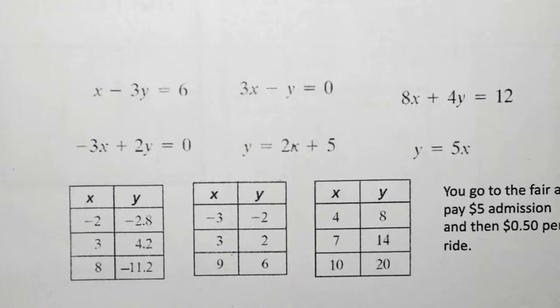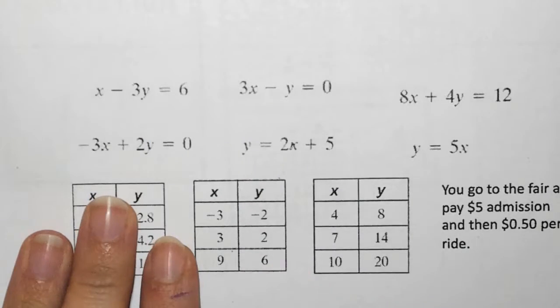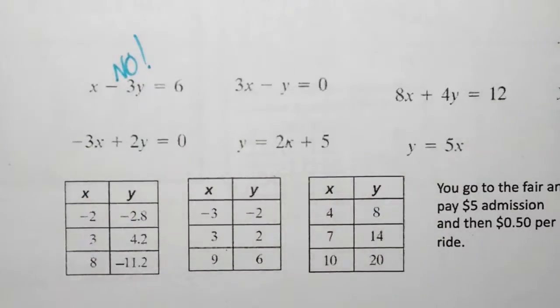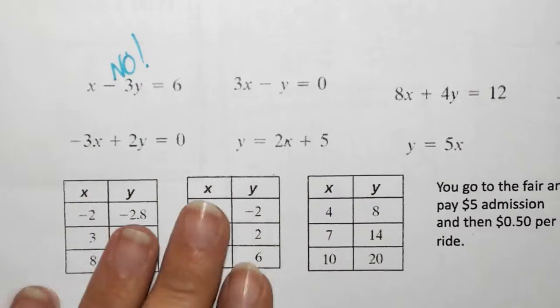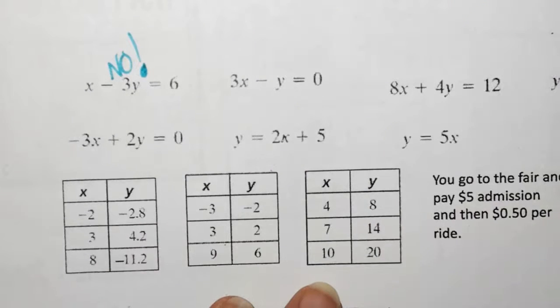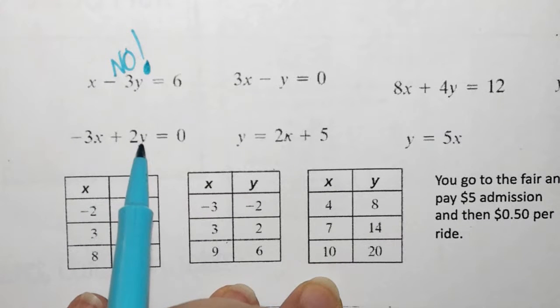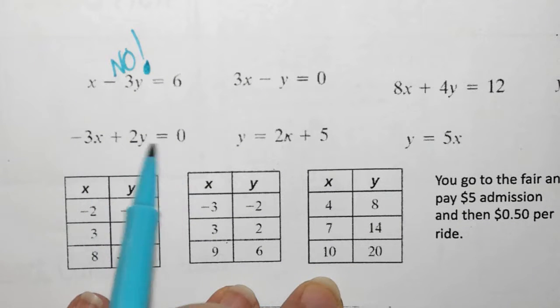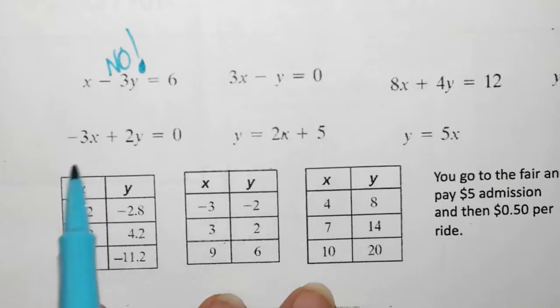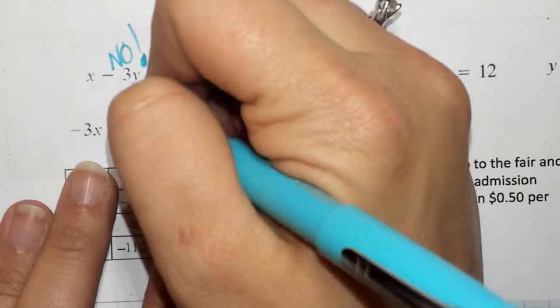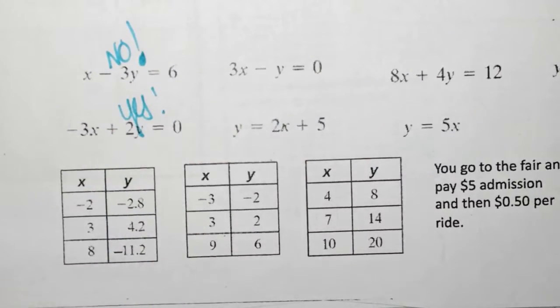Alright, so for it to be a direct variation, remember it has to equal 0 or not have a y-intercept. So our first one, does that equal 0? No. That is not a direct variation. Alright, what about this one? Yes, it is, because it equals 0. Awesome. Great job, guys.